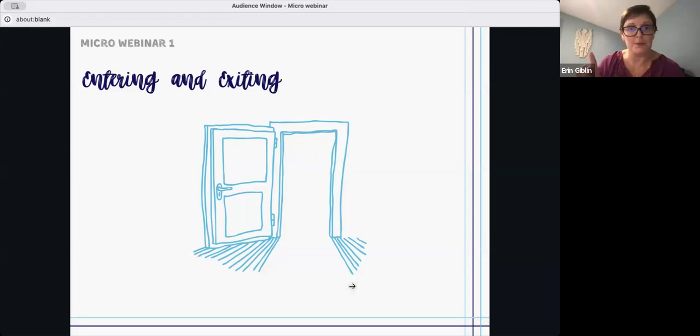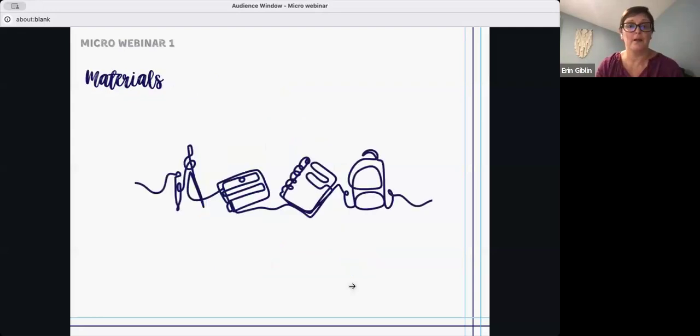I will tell you, with any procedure, if it doesn't work for you and your students, you can always redo it. You can always reteach them. They will get it. You don't want to change it every week, but if something is not working, find a way to make it work. Figure it out, change it so that it works for you and your students.